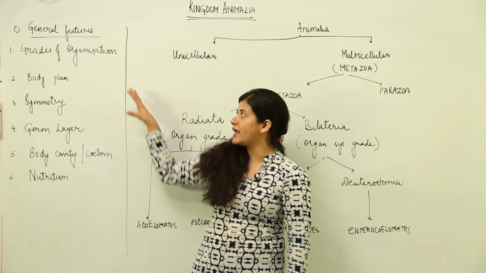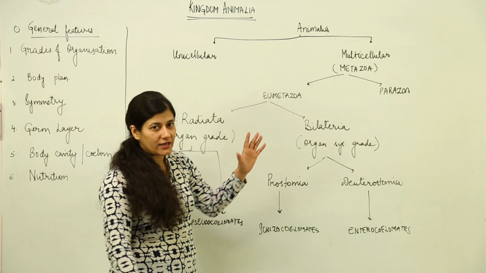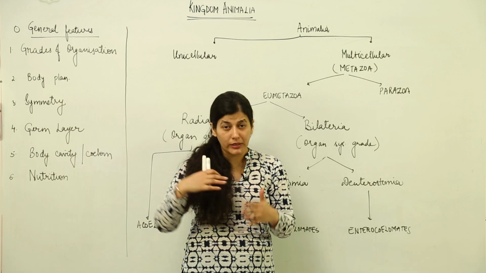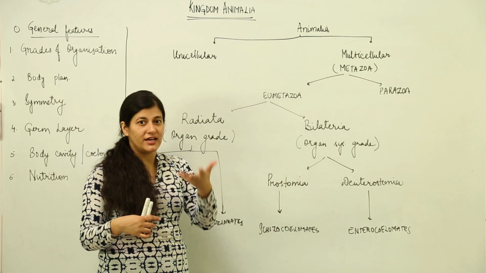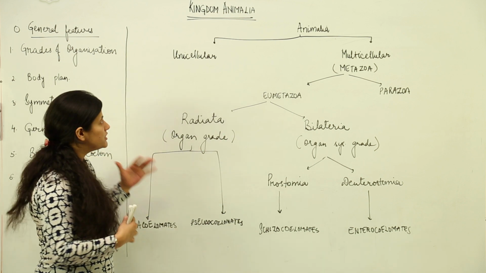Let us take grades of organization and body plan into consideration, and on the basis of that we will come to the next general characteristics. We will understand what the major broad classifications above phyla are, rather I would say, how do we understand an organism's body, that is, an animal's body?